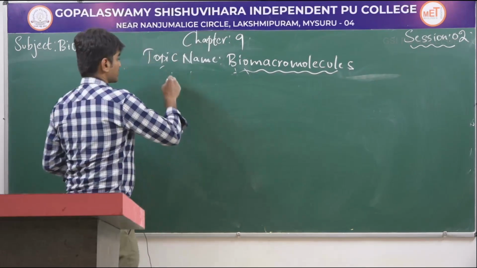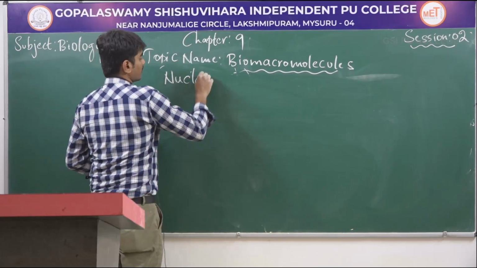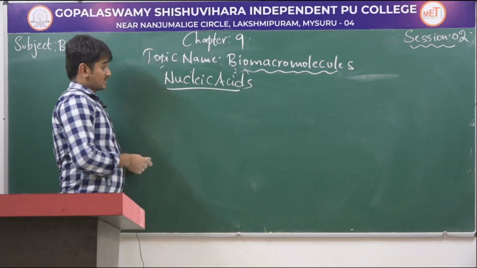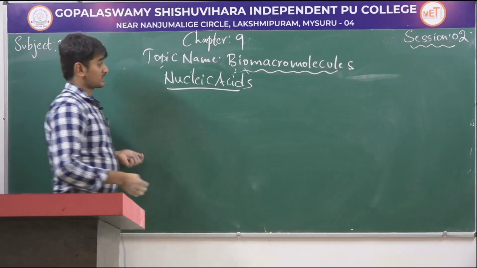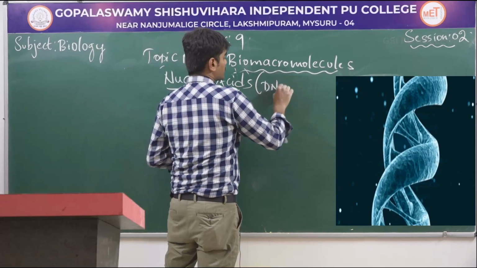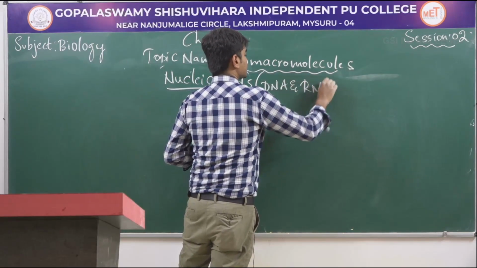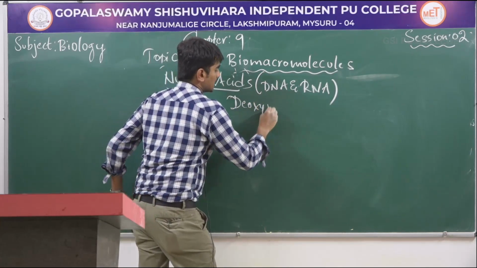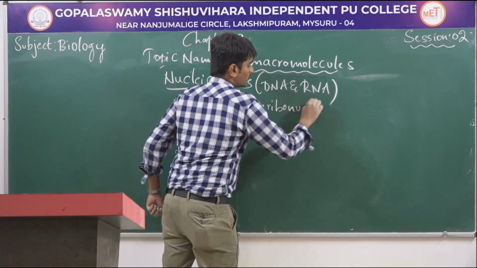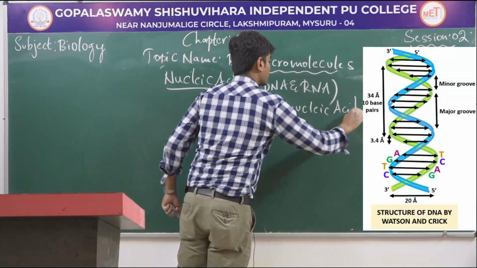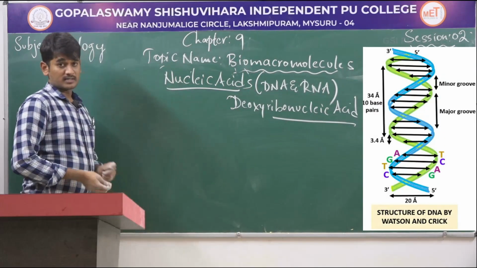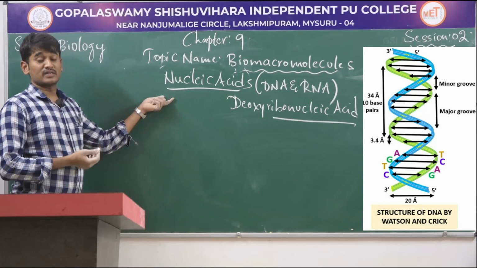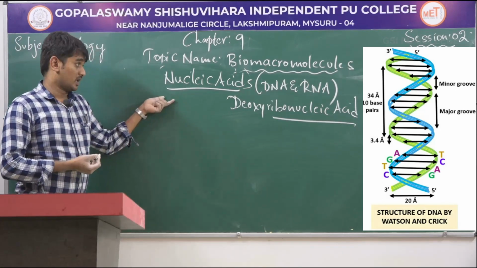The next concept is nucleic acid. Nucleic acid is present inside the nucleus. There are two types of nucleic acid, DNA and RNA. DNA is deoxyribonucleic acid. RNA is ribonucleic acid. Nucleic acid is a heteropolymer, which means it contains polynucleotide chains.